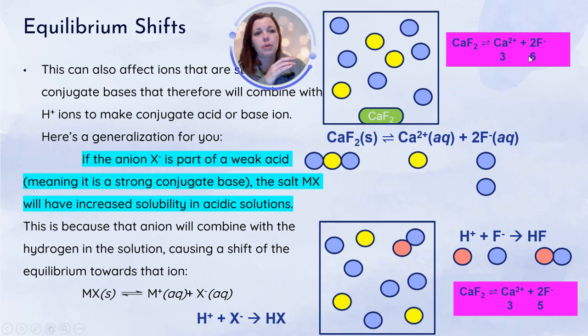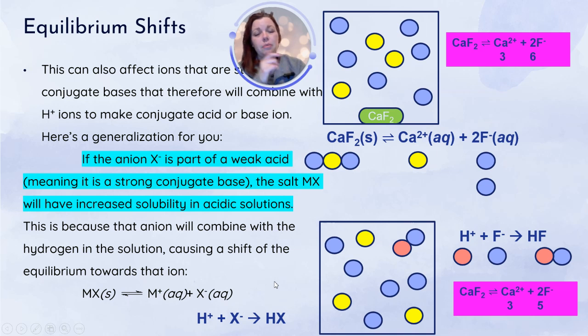So if we look here, up here we had 3 and 6. Now we have 3 and 5. So if this was our situation at equilibrium, we have now lowered the concentration. And so that means that it's going to proceed to products to reestablish the equilibrium position. So this is a way that you can increase the solubility. Okay, so that's how that works.